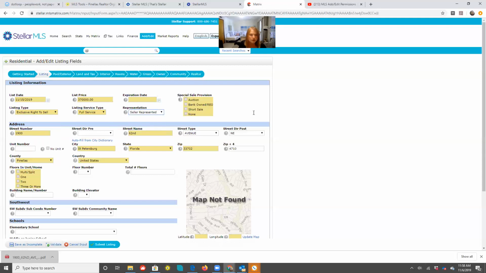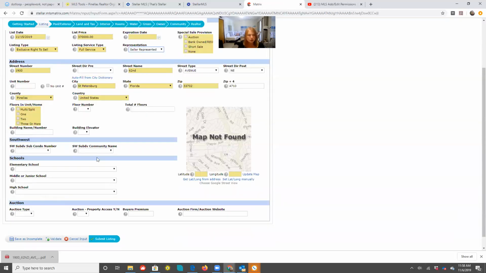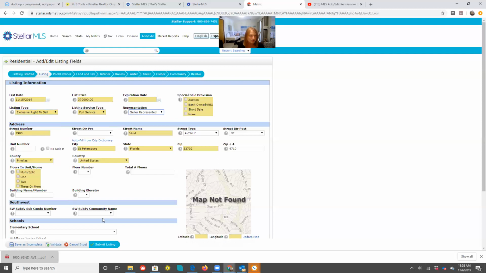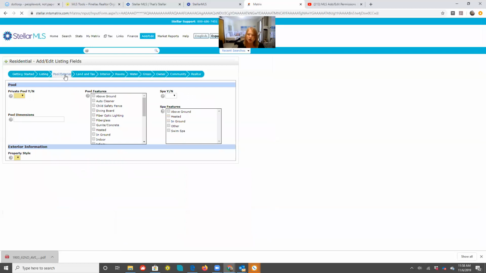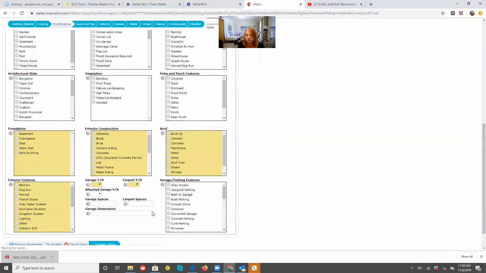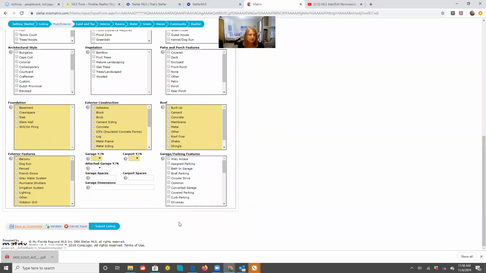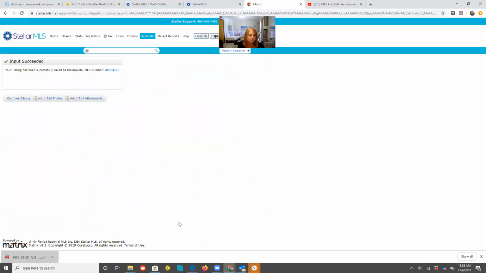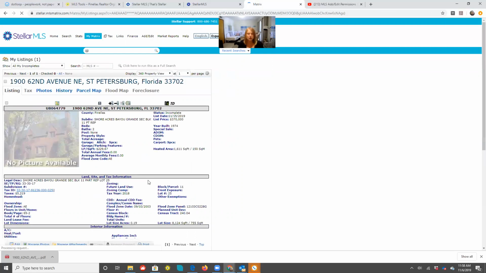So you're just going to go through and fill out all of these. And there is a Find My School, you can do a Google search, Find My School, and I save stuff as I go. You're just going to go from tab to tab, and you're going to fill all of this out. And as you go, you're going to save it as incomplete. It has created an MLS number for you. So if you click this, it's going to show you what your listing looks like.